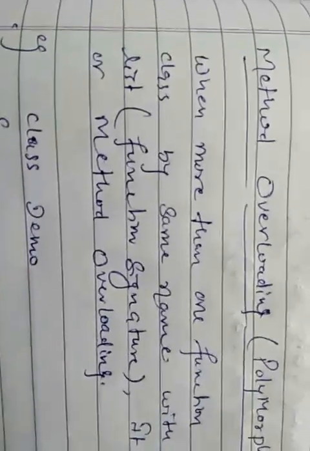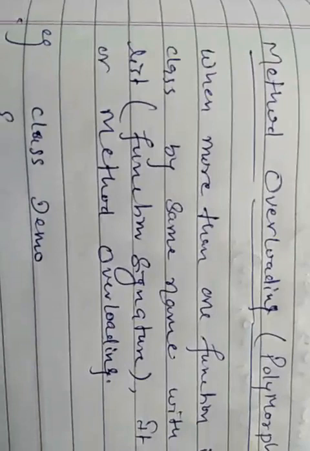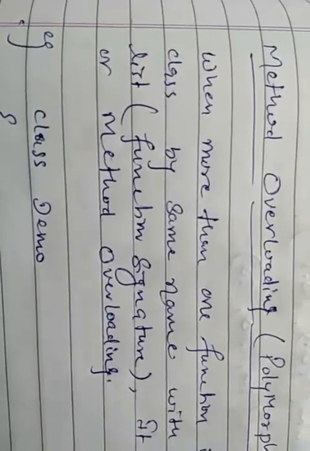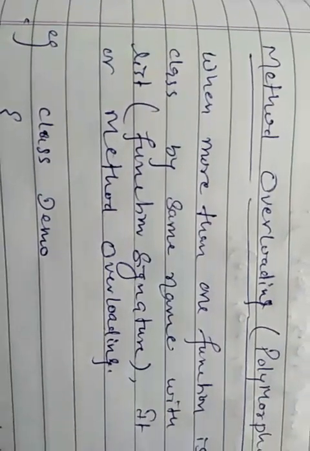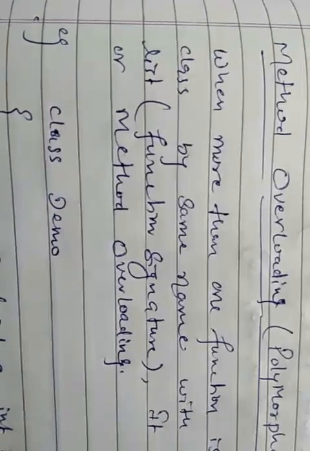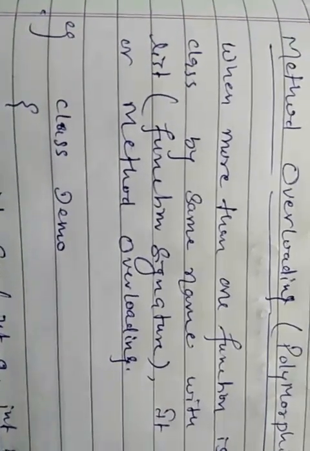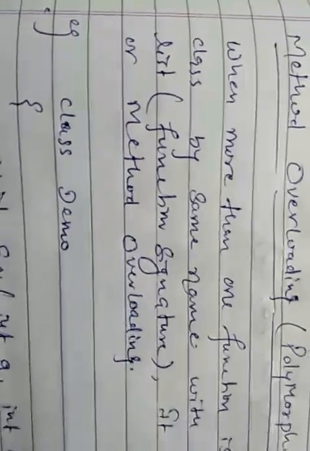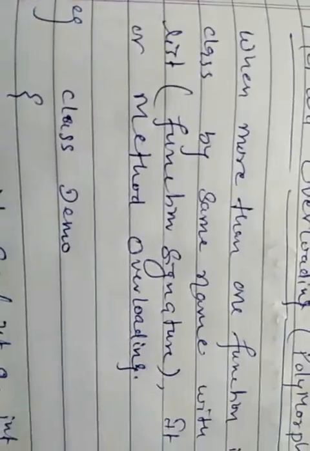Now the next most important topic is method overloading. This is also called function overloading. The polymorphism OOPs concept is used here. When we create more than one function in a class with the same name but a different parameter list, and the parameter list is also called the function signature, it is called method overloading.